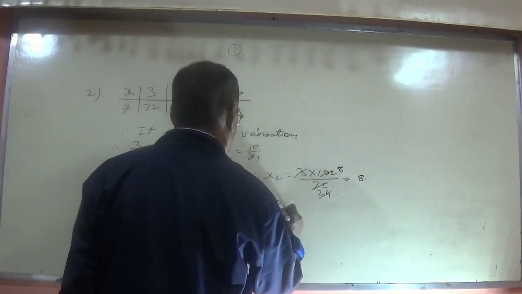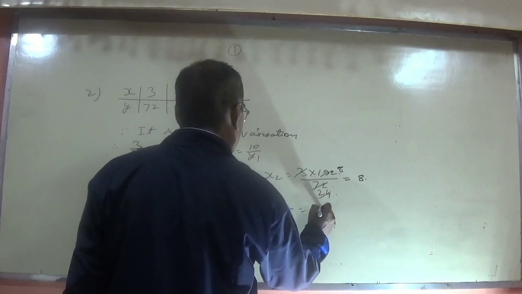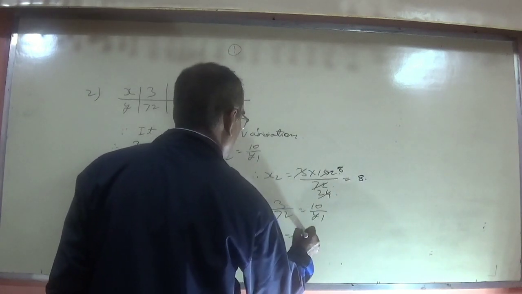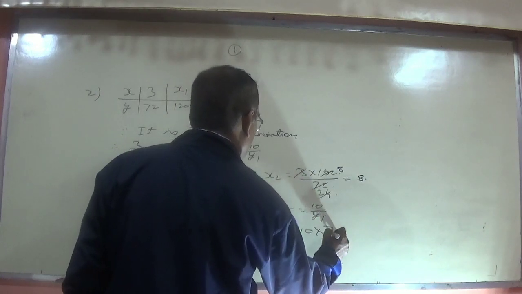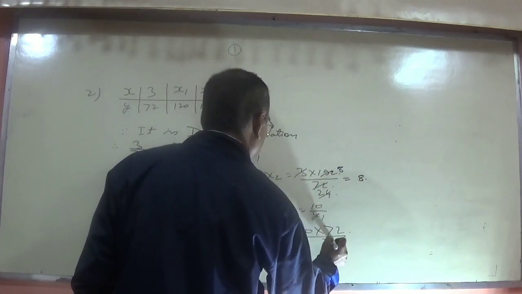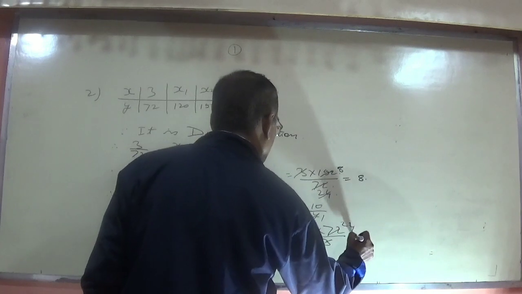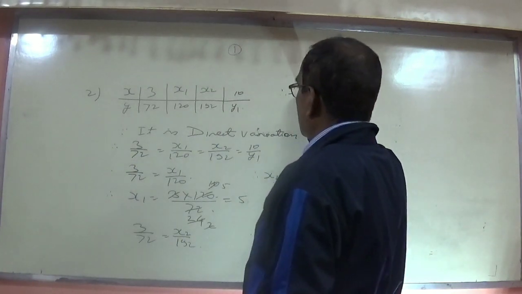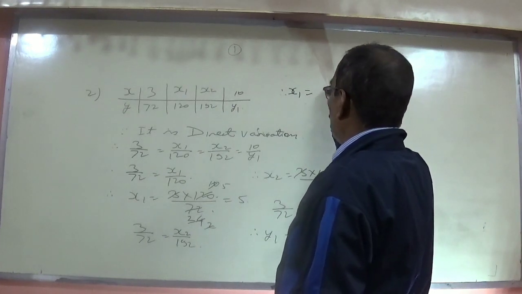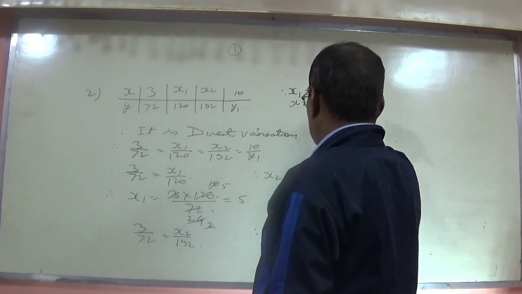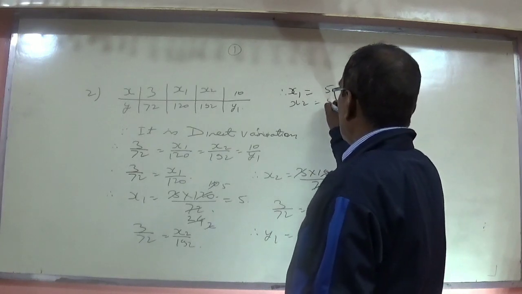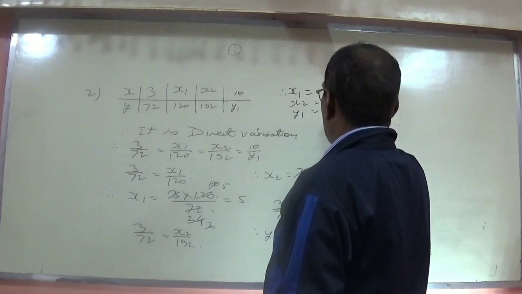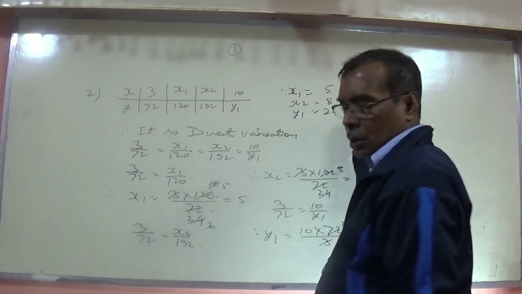Now we will take the last pair, that is 3 by 72 will be equal to 10 by y1. So naturally y1 will be equal to 10 into 72 by 3. It is coming as 24 tens, which is equal to 240. So we can say, make an index here, that x1 is equal to 5, x2 is equal to 8, and y1 is equal to 240, and that will be your answer.